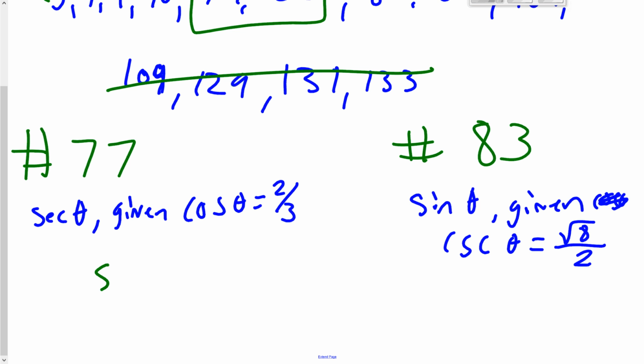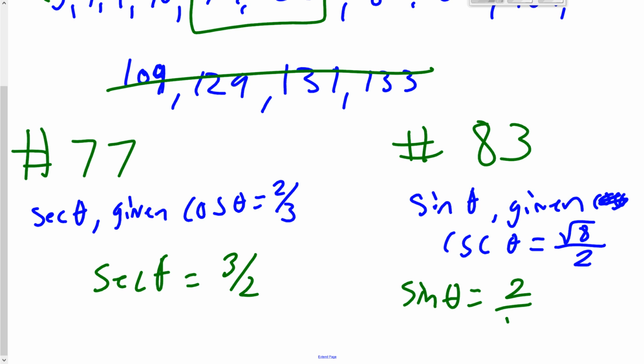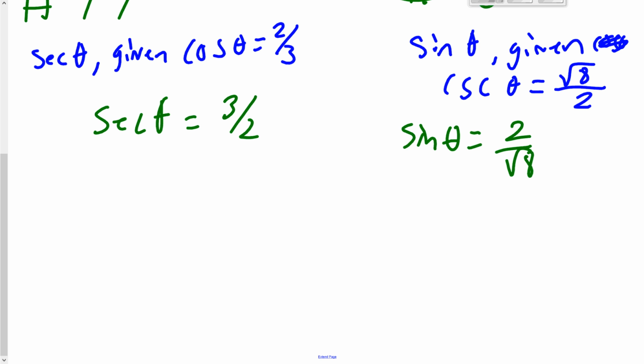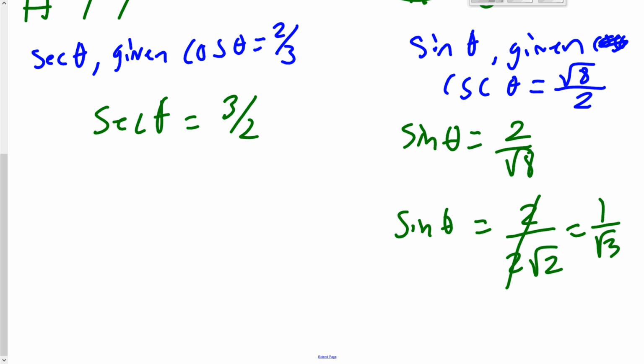Alright, first one's pretty easy. All we have to do is just flip that fraction, 3/2. This one, we could flip it first. Alright, you could break down that root 8. It's 2 root 2. The 2's would cancel, so you get 1 over root 2. Multiply root 2 by root 2 on top and bottom, and we get root 2 over 2. So sine of theta equals root 2 over 2.